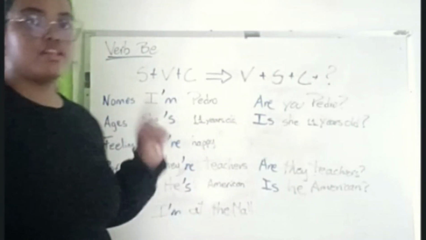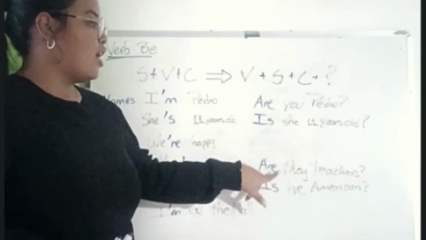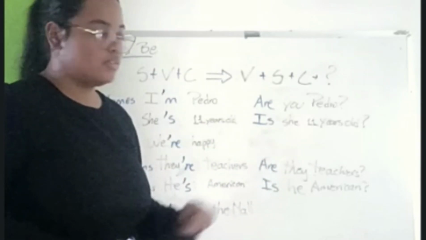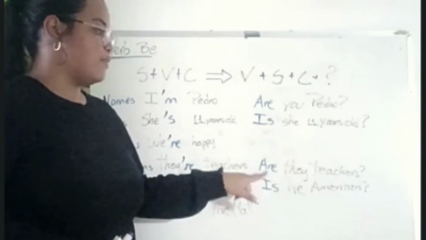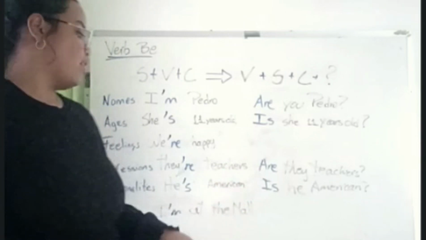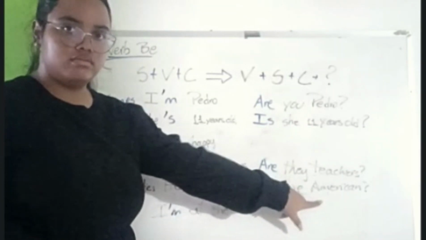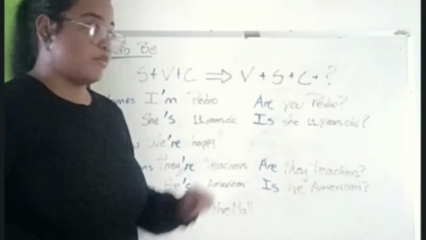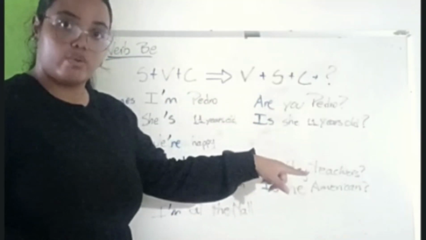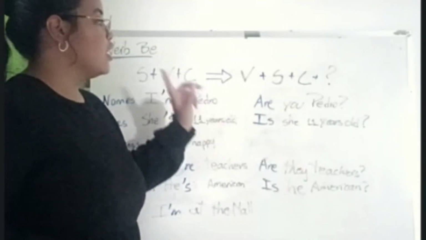They are teachers. Are they teachers? The verb is in the first place. Are. He's American. Is he American? Remember to add the question mark at the end of the question when we write it.